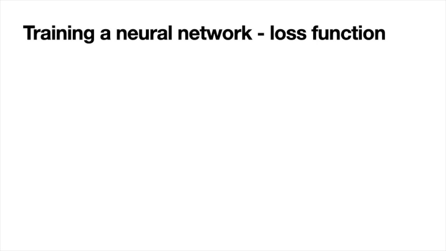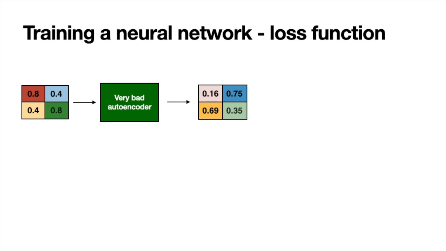The loss function is crucial as it measures how well the neural network is doing. More specifically, this loss function is high when the neural network is not doing well, and small when the neural network is doing well. In this case, imagine that we have this image with numbers 0.8, 0.4, 0.4, and 0.8. And we initialize the autoencoder with random weights. We pass the image through the autoencoder and the decoder, and we get this image with numbers 0.16, 0.75, 0.69, and 0.35. That is a very bad image because it looks nothing like the original one.